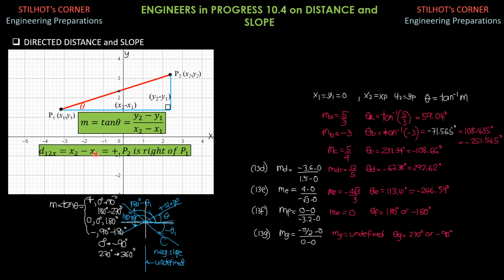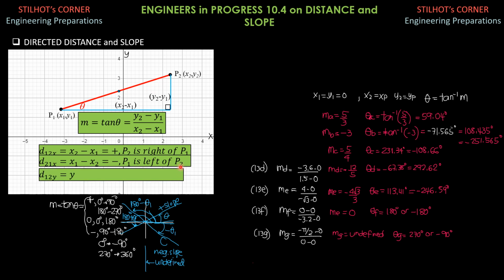Then the directed distance from 2 to 1 along x is x1 minus x2, because this is from 2 to 1 and point 1 is to the left of P2, and of course this direction is leftward. The x coordinate of 1, the terminal point, is x1, minus the x coordinate of point 2, which is x2, and this is expected to be negative. Another reason is point 1 is left of P2.